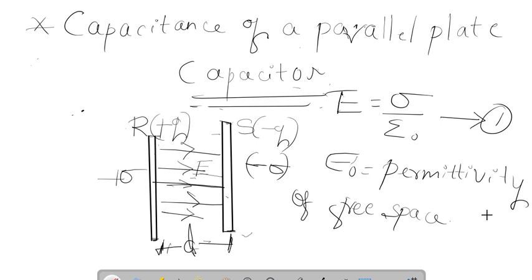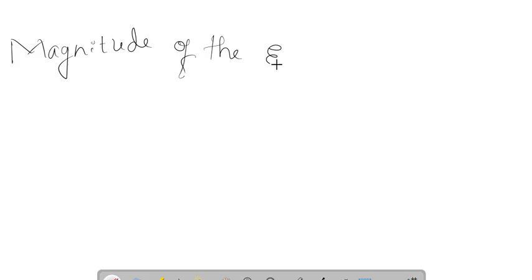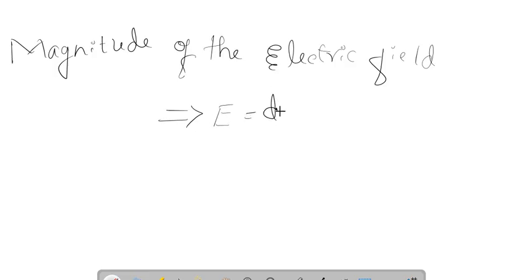But the magnitude of the electric field, please note this, is given by E is equal to dV divided by dr, or V by d. This is equation number 2.